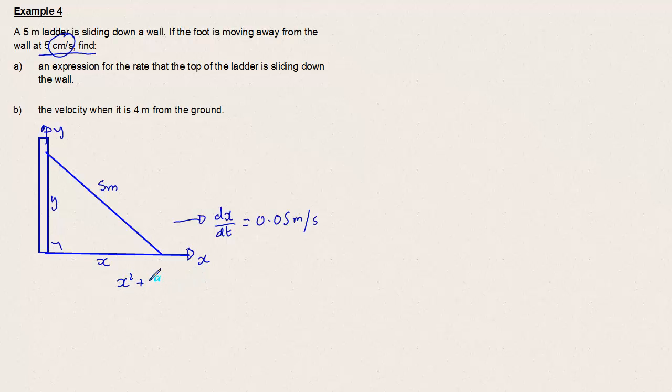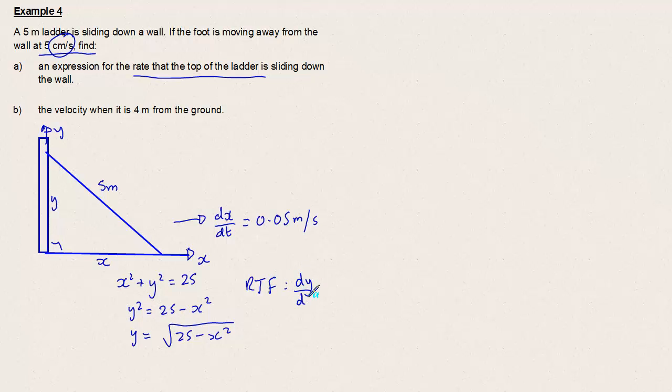By Pythagoras' theorem, x squared plus y squared is 5 squared, so that's 25. So y squared is 25 take away x squared, and so y is the square root of 25 take away x squared. We want the rate the top of the ladder is sliding down the wall, so we're required to find dy/dt.